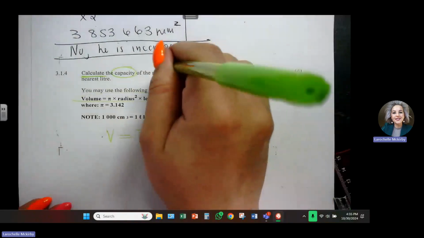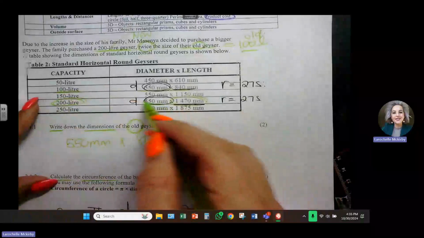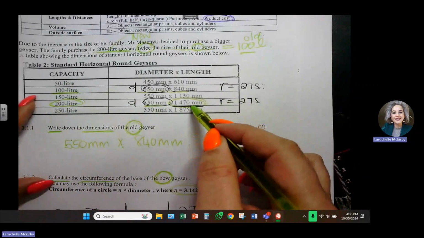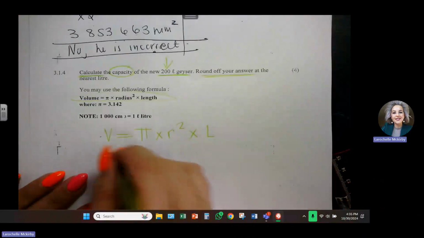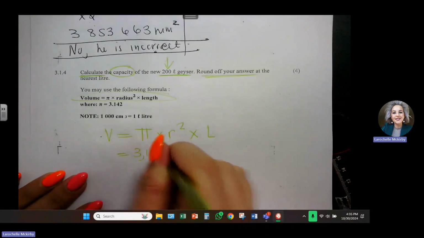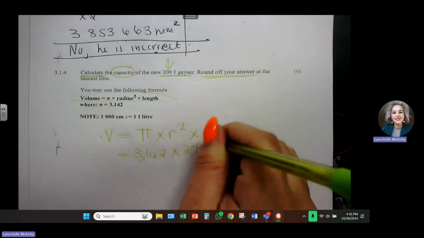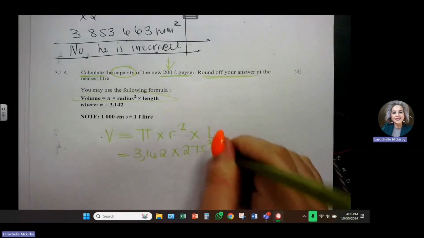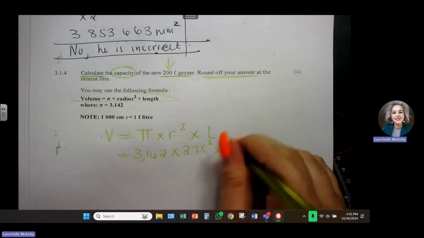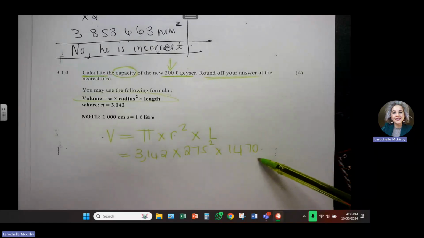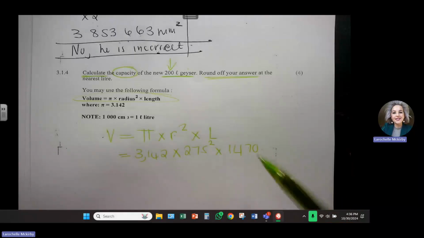Right, and they are asking me for the 200-liter geyser. So I'm working with this one here. Radius of 275 and a length of 1,470. So let's fill this in. Pi is 3,142 multiplied by the radius is 275. Remember your 2. Multiply by the length is 1,470. Do you see the formula looks exactly as when I'm substituting it? It doesn't look different. Concentrate when you are working like this.